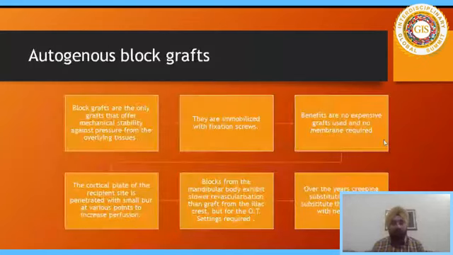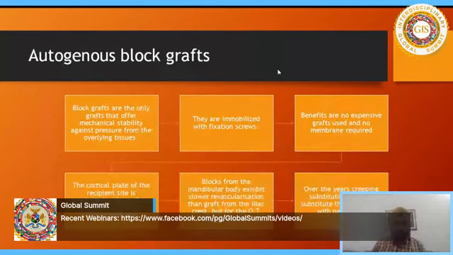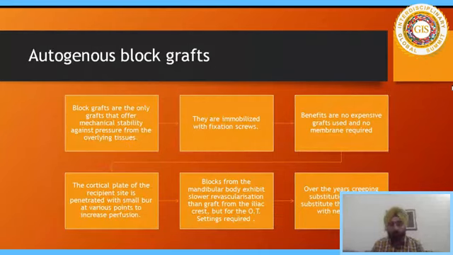Autogenous block grafts. I just skim through these things because that presentation is the gold standard, I think, by Dr. Arun. The block grafts are the only grafts that offer mechanical stability against pressure from the overlying tissues. They are immobilized with fixation screws. The benefits of autogenous block grafts are they are not expensive. No additional investment is required. No membrane is required. So the only thing is the patient and the implant.